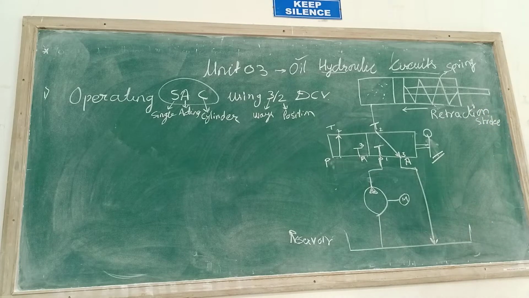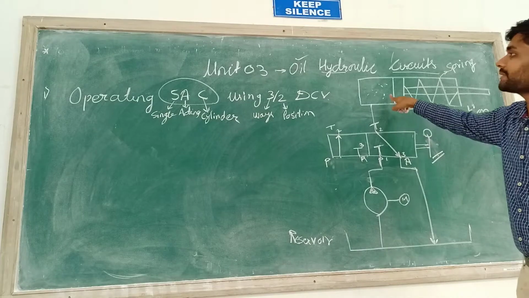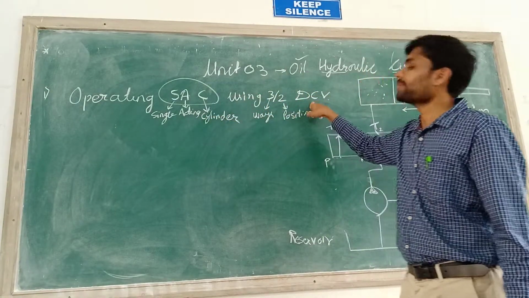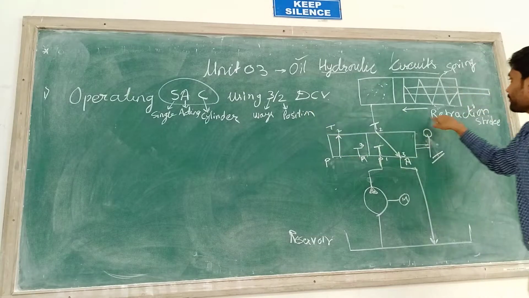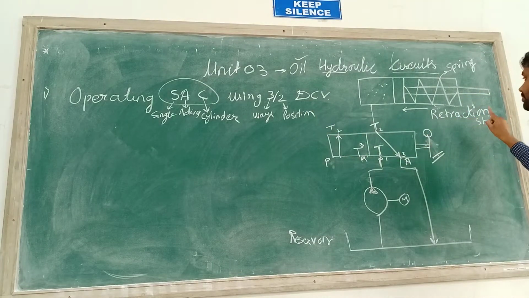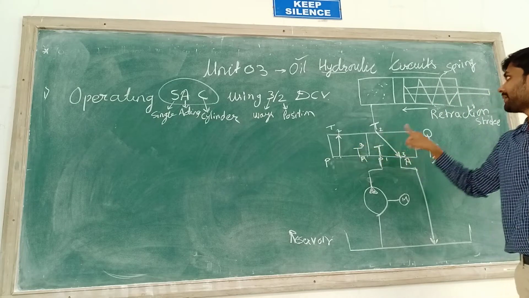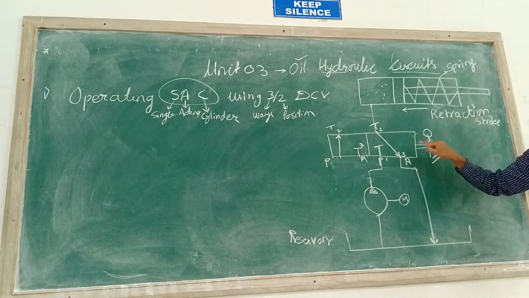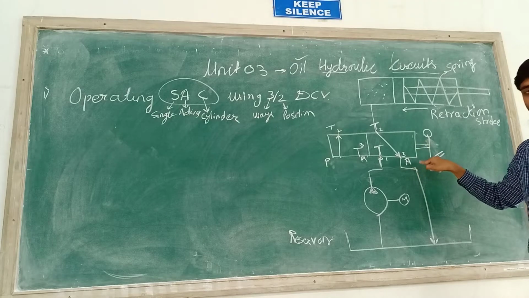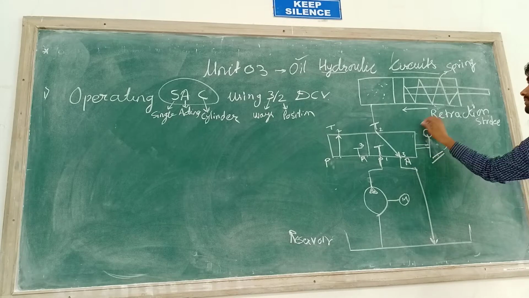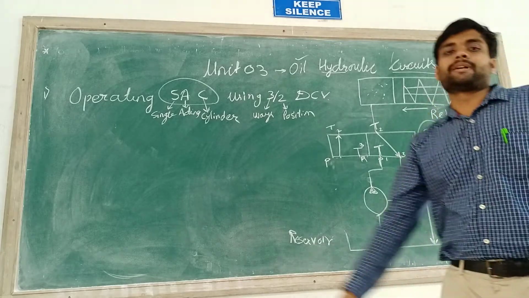So here what is happening? Here we operated this single acting cylinder using 3/2 direction control valve. When we want this extension stroke, at that time we are using this one position, and when we require this retraction stroke, at that time we are using position number 2 of this 3/2 direction control valve, and we change this position by using the lever here.